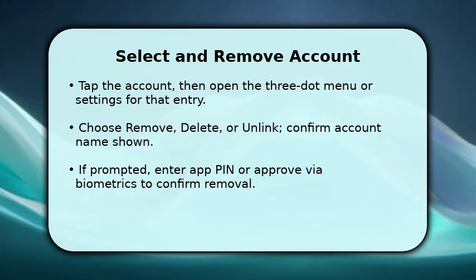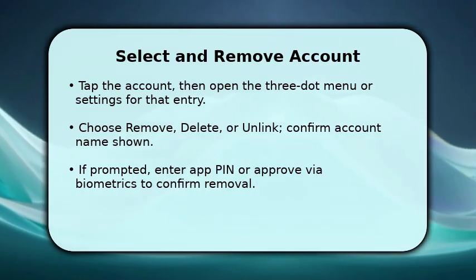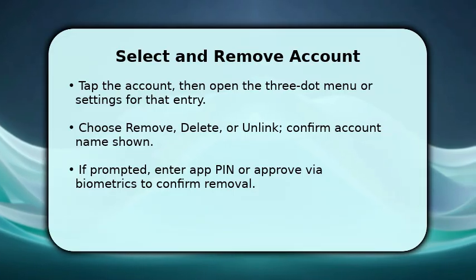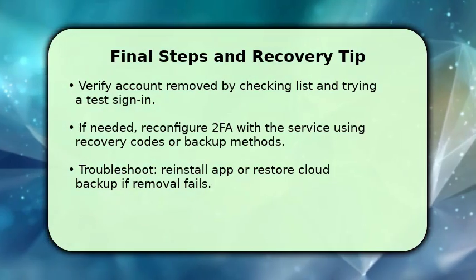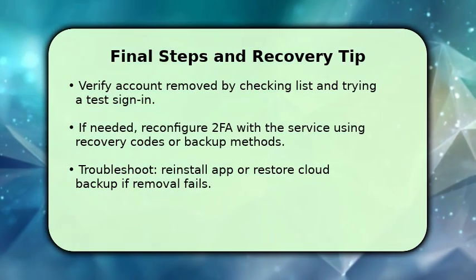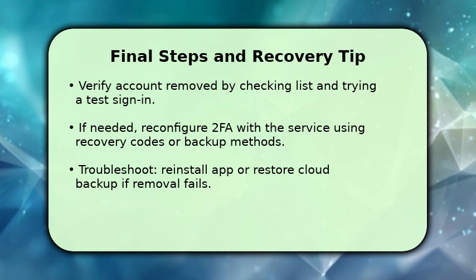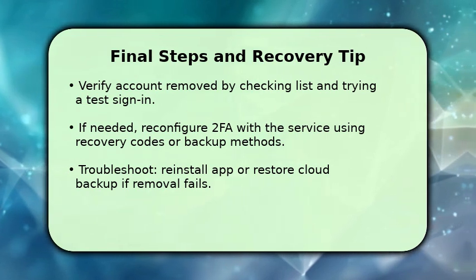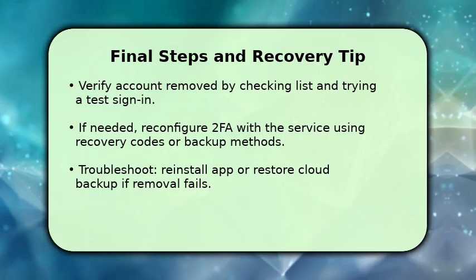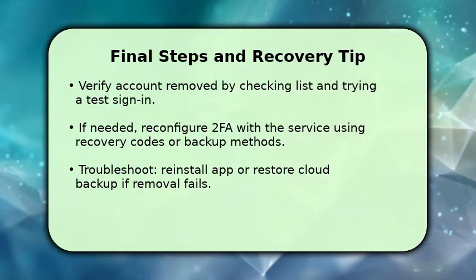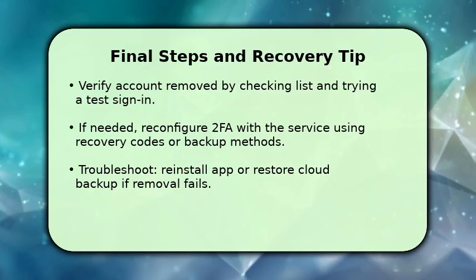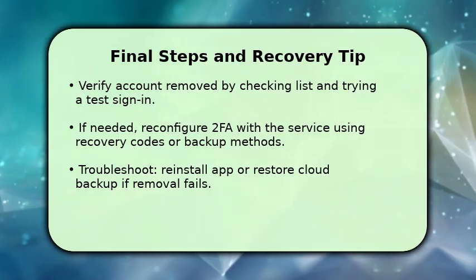Once removed, the token is erased from the app, which is why you needed recovery access. Make sure you have an alternate. Finish by verifying the account no longer appears in your list and attempt a test sign-in so you know your access path works. If you need to reconfigure two-factor, use recovery codes or add the account anew from the service's security settings. This is why you preserved those codes.